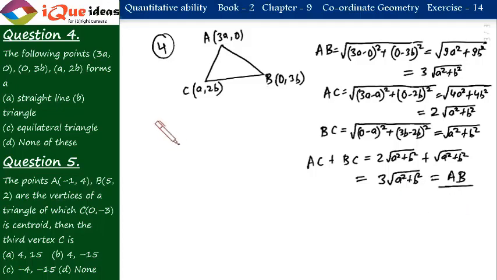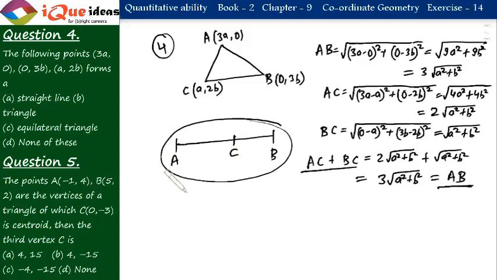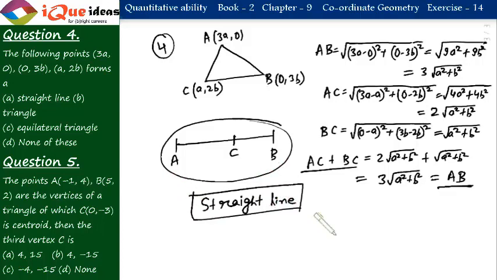It is only possible if it is like this, AC and BC. So A and B here and C here. So this is possible. AC plus BC equal to AB is possible only if they form a straight line. So answer of this question is straight line. Right? For this to be a triangle, AC plus BC should have been greater than AB. Alright? And if it is equal to AB, then it has to be a straight line. They are collinear points. Okay.